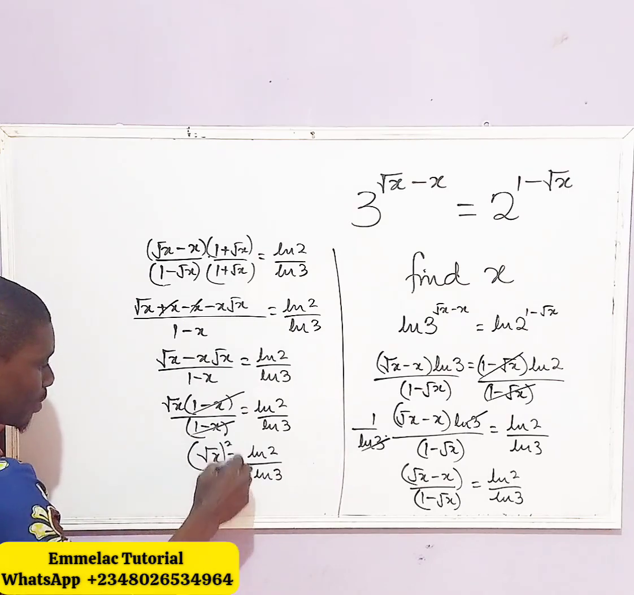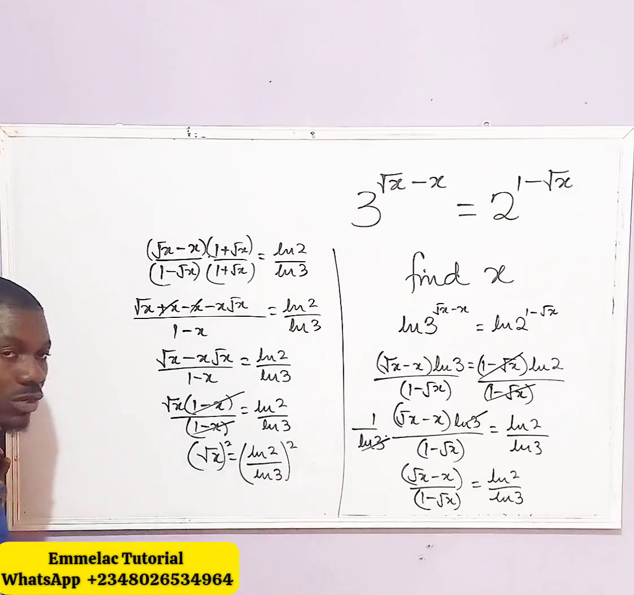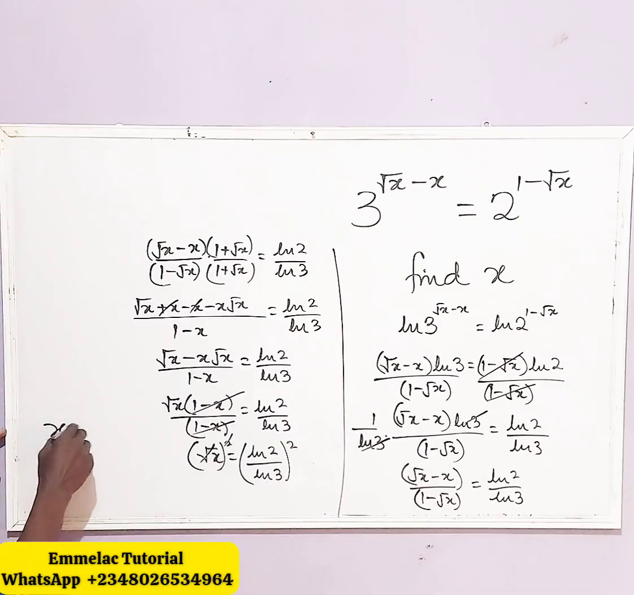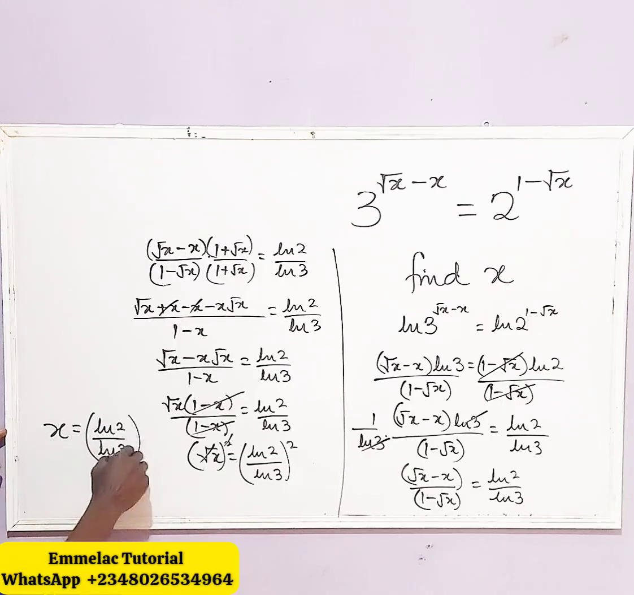So raise it to the power of 2, so that we undo the square root. So our x is now ln 2 all over ln 3, raised to the power of 2.